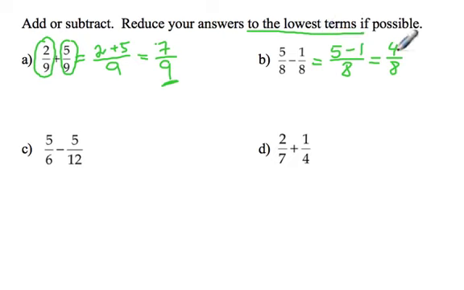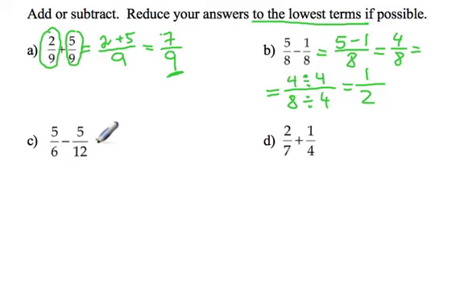So here, what is the greatest common factor for 4 and for 8? Well, 4 divides by 4 and 8 also divides by 4. So we could divide both the top and the bottom, or numerator and the denominator, by 4. 4 divided by 4 is 1, and 8 divided by 4 is 2. So the answer in lowest terms is 1/2. 4/8 and 1/2 are equivalent fractions.